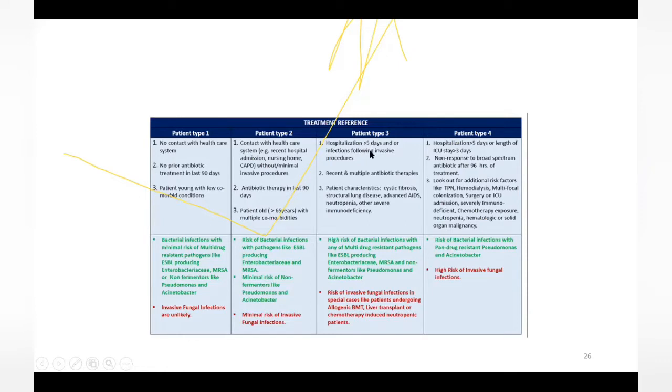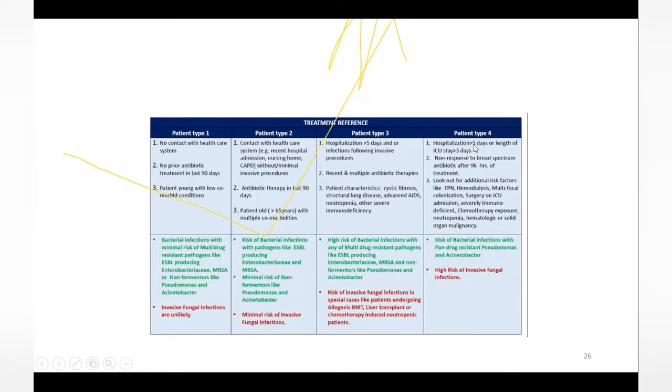As we compare patient types 1 and 2 with the type 3 patient group, here the patient has a hospitalization of more than 5 days and/or infection following invasive procedures. They have recent or multiple antibiotic therapies. The patient characteristics include cystic fibrosis or lung disease or advanced states, neutropenia, and other such immunodeficiency disorders. And there is a high risk of bacterial infections with multi-drug resistant pathogens like ESBL producing Enterobacteria or MRSA, and non-fermenters like Pseudomonas and Acinetobacter. The risk of invasive fungal infection is also high in this group of patients, particularly in special cases like patients undergoing transplant or chemotherapy.